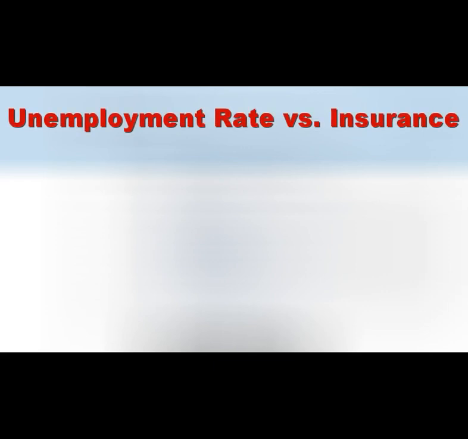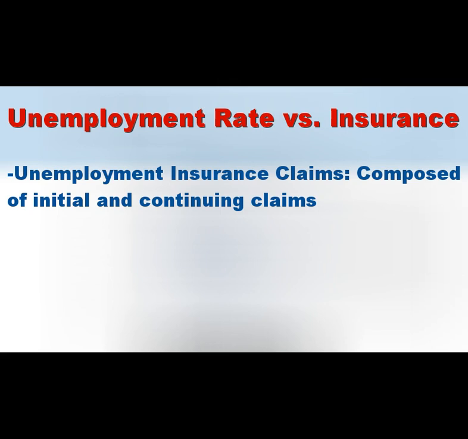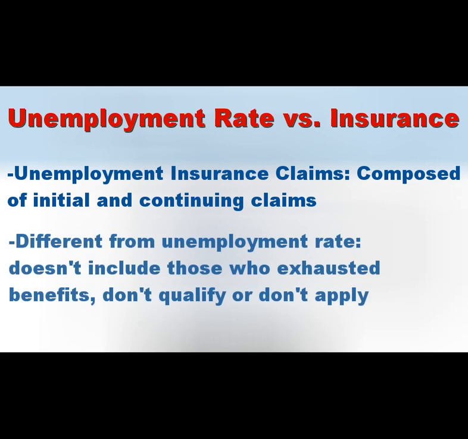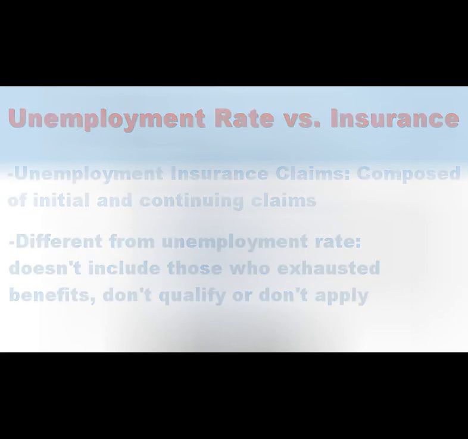Finally, I want to clarify the difference between the unemployment rate and the unemployment insurance claims. When you hear something like 3 million people filed for initial unemployment claims last week, that's referring to the state's reports on the numbers of people that filed initial unemployment claims. If you add this to the amount of continuing claims, then you can get an idea of the total amount of people that are currently on unemployment. This is an important statistic in its own right, but it is different than the unemployment rates, the U1 through U6. And it doesn't capture all the people who potentially are unemployed, as it doesn't include those who might have exhausted their unemployment benefits or who don't qualify or don't apply for unemployment insurance.